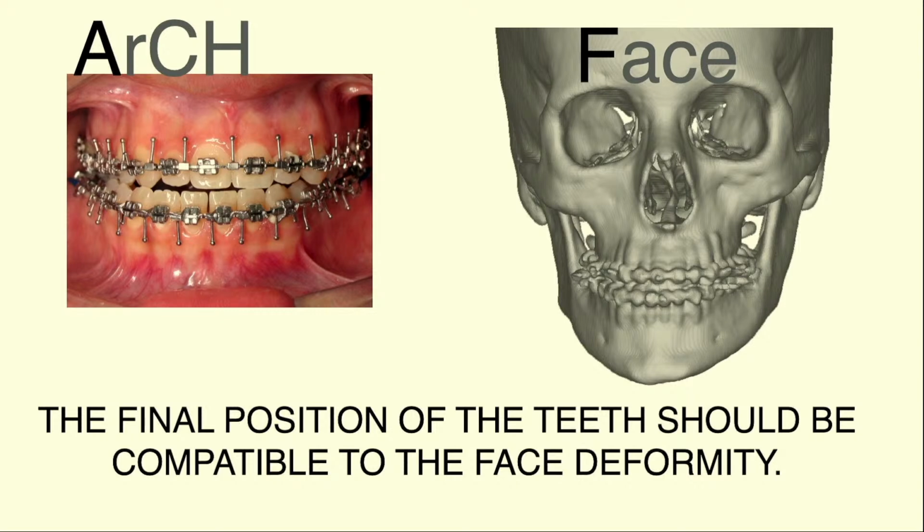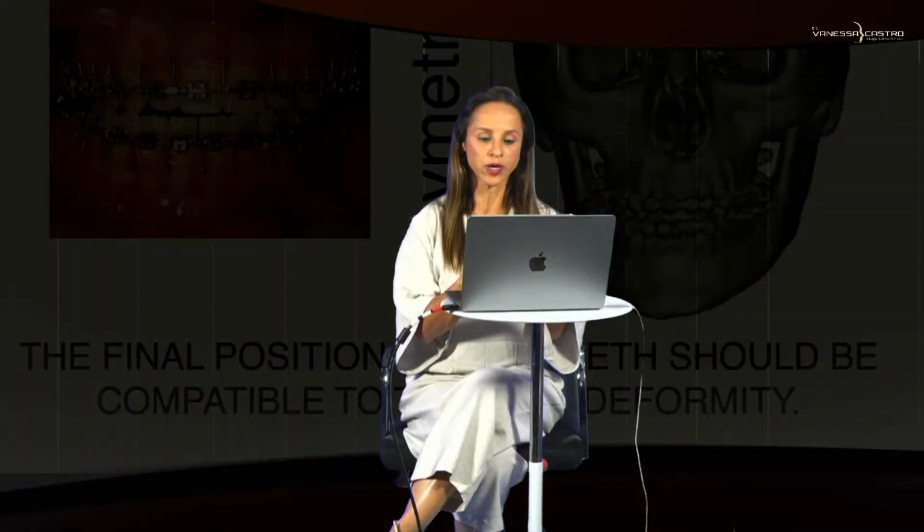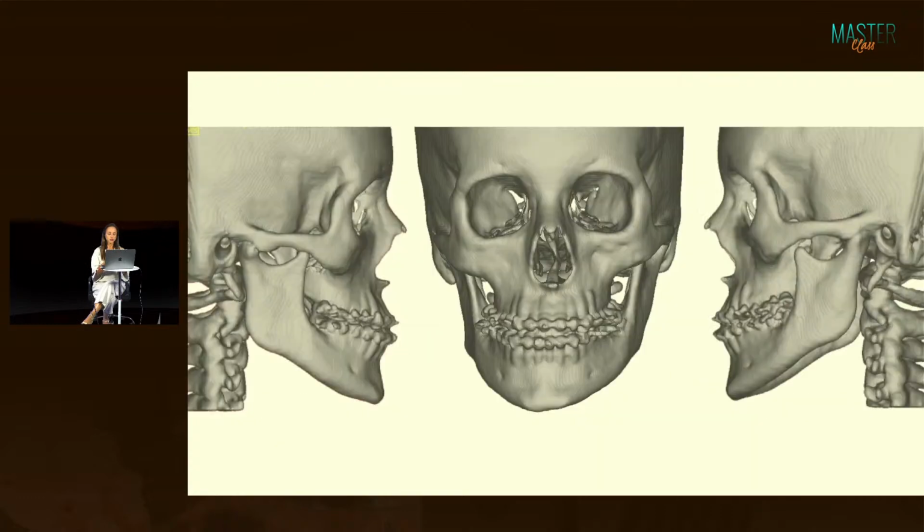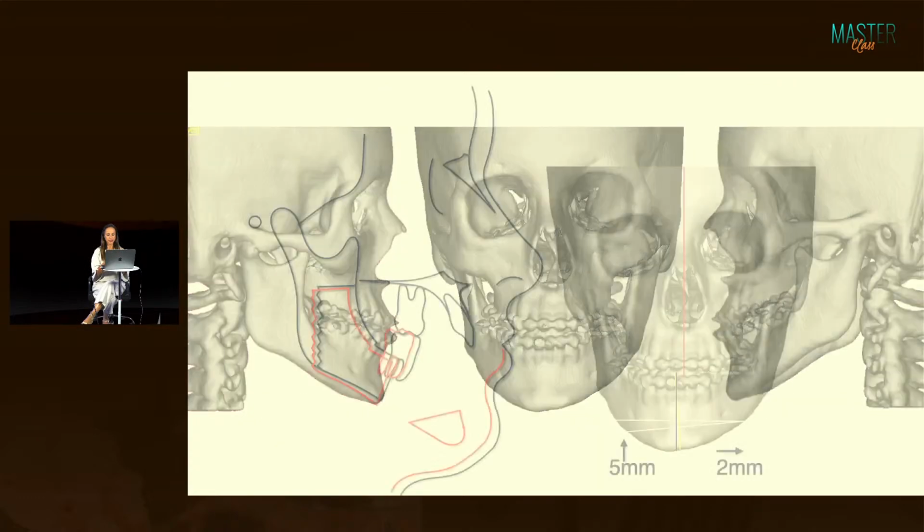That's one of the points that I think makes it very important to have the tomography at the beginning of the treatment, so I can see the difference between the position of the teeth and the bone at the beginning, and in which way I can move the teeth to the right position in the bone, to have the same position of teeth and bone. This is very important in an asymmetric case.